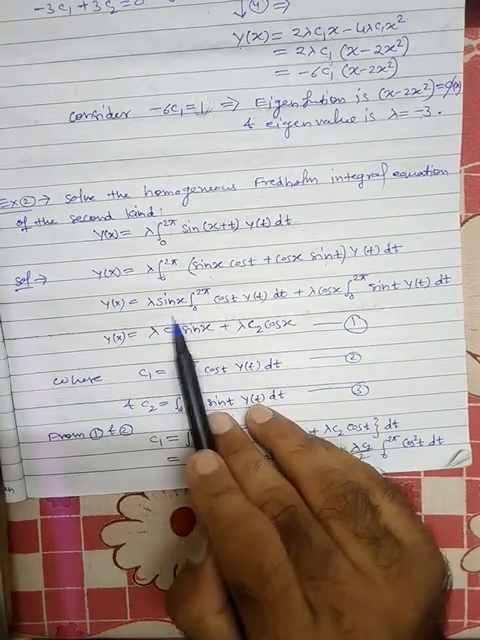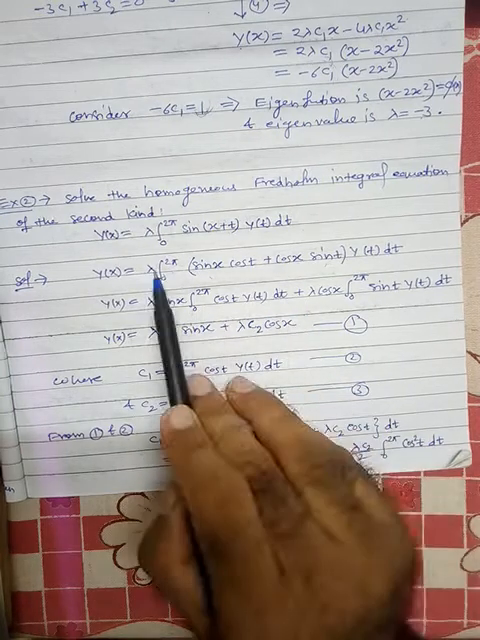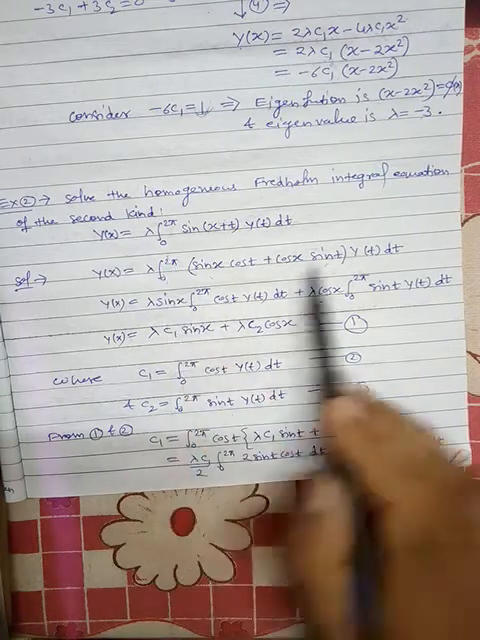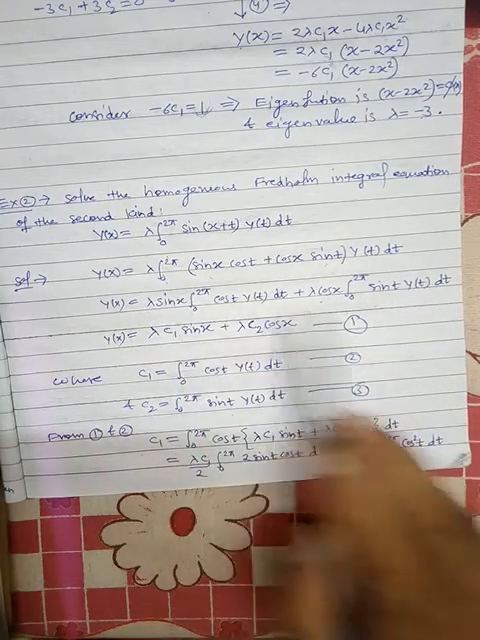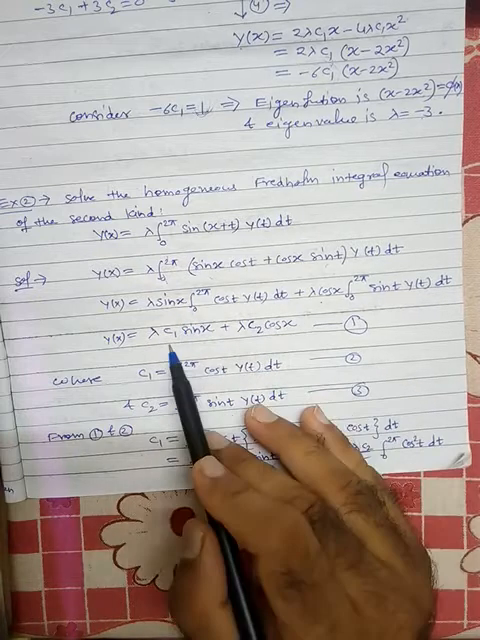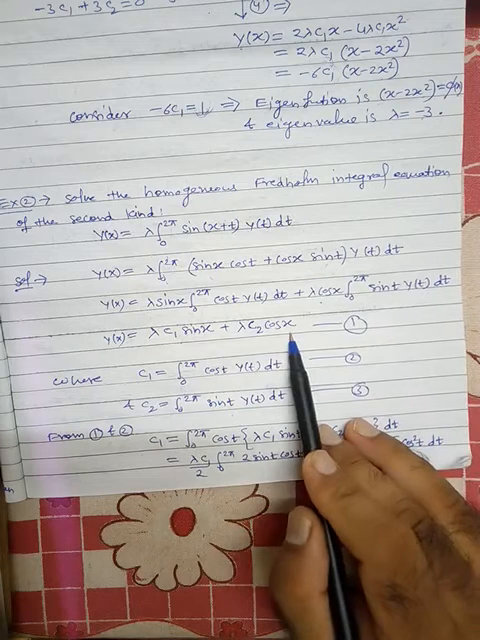So lambda sin x integral 0 to 2 pi cos t y(t) dt plus lambda cos x integral 0 to 2 pi sin t y(t) dt. So we separated it as we did before. So we have assumed that this is a new constant c1, and this is another new constant c2. So we get this equation.